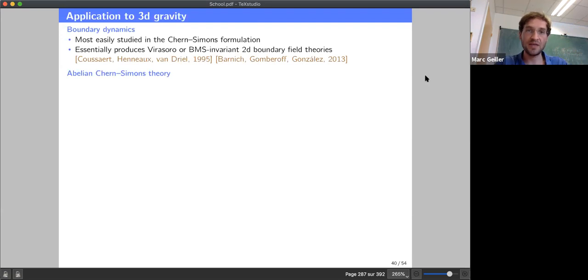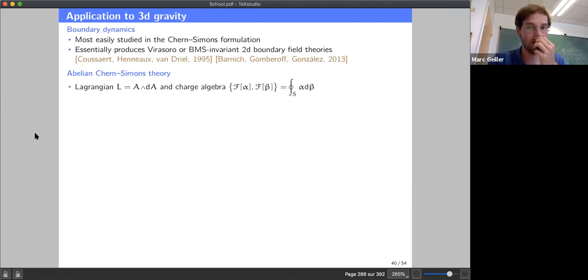One way to understand this, instead of doing the complicated calculation in the real 3D gravitational case, is to study as a toy model abelian Chern-Simons theory. And this is of physical importance because typically this has applications in condensed matter physics. So it's also maybe useful to mention this. To do this, we can do it explicitly on one slide.